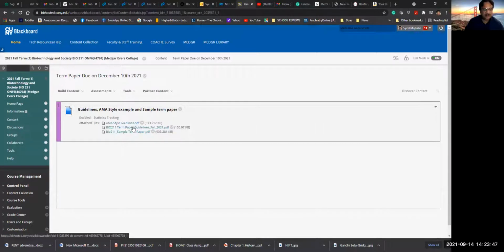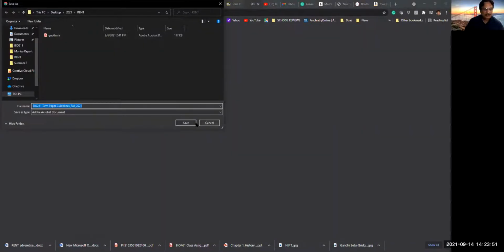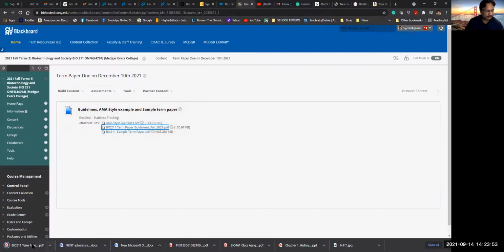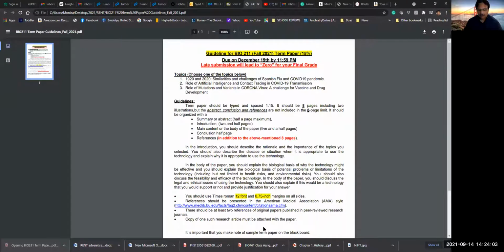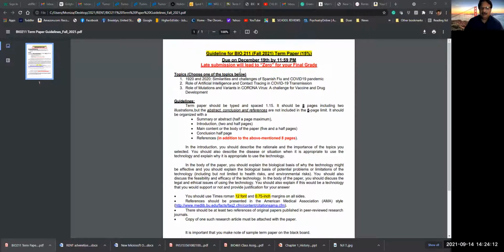Then the term paper guidelines. Let me click on term paper guidelines, and here it opens. It's taking some time. Give me 1 second. So let me share with you the guidelines for the term paper. It starts with guideline for BIO211 fall 2021.